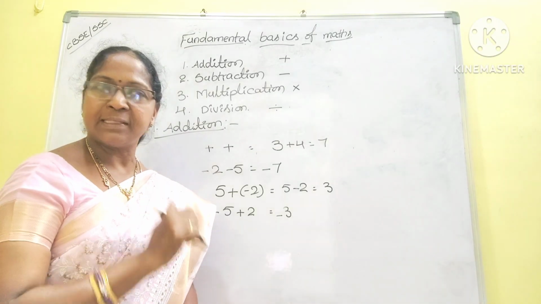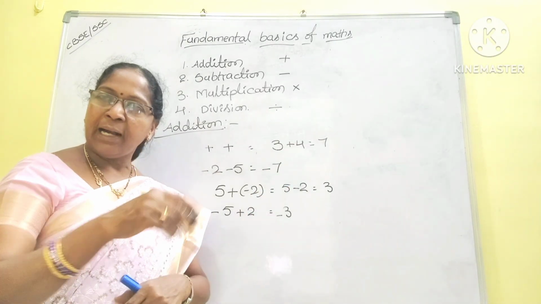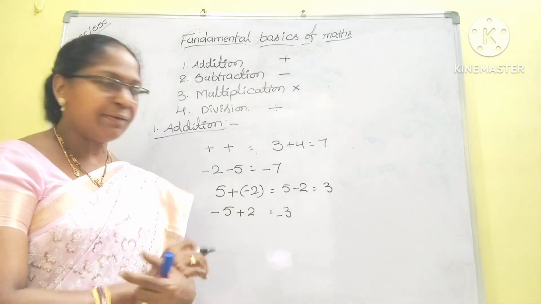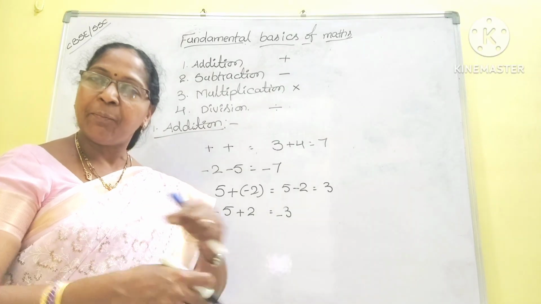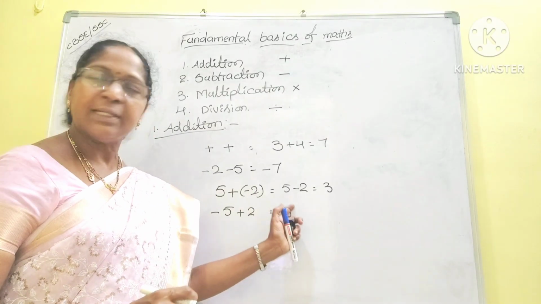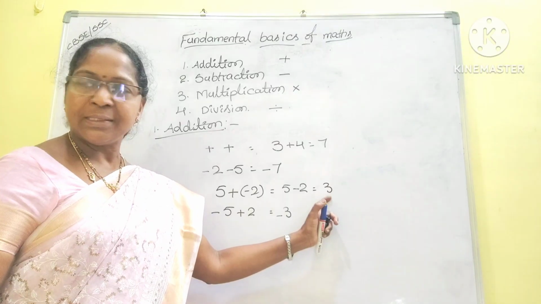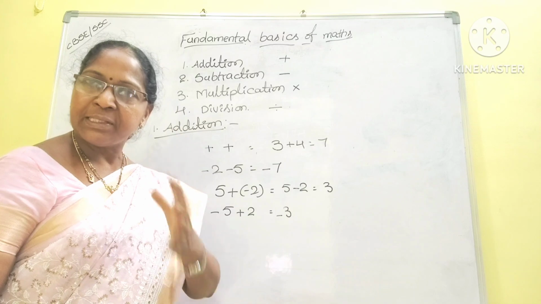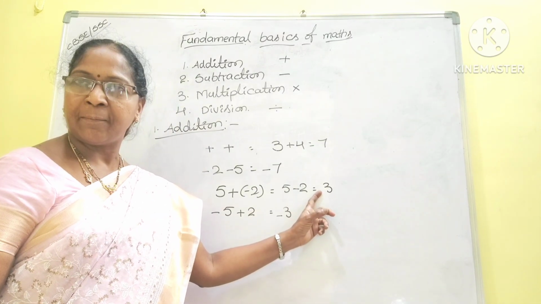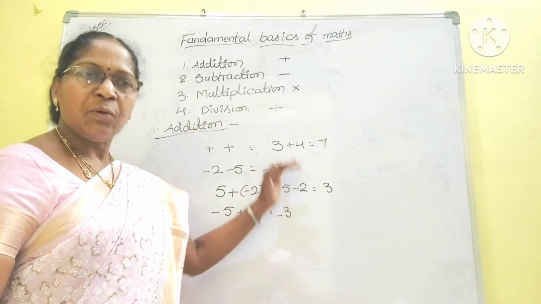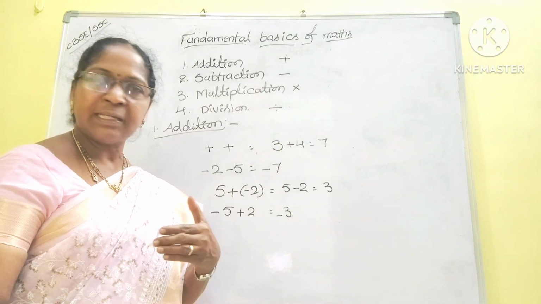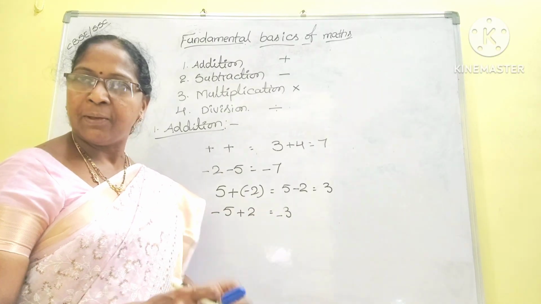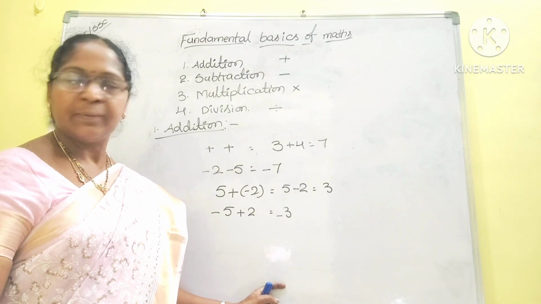Whenever two symbols are the same, you should add the numbers and write down the same symbol. Whenever the numbers are negative and positive, that means they are different, you should do the subtraction and write down the answer. Before that number, write the symbol of the big number. So both positive or both negative means you should add. Whenever both are different means you should subtract the numbers. This is the concept. Next one.